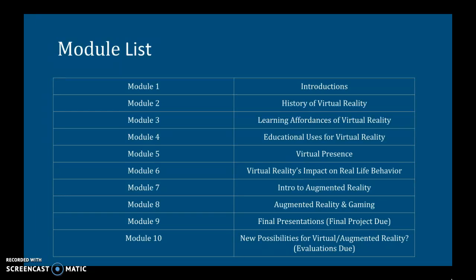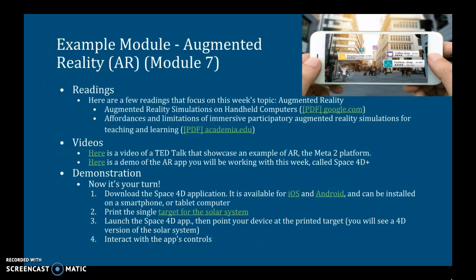Module 6, we'll look at virtual reality's impact on real-life behavior. Module 7, we'll look at the intro to augmented reality. Module 8, we'll look at augmented reality and gaming. Module 9 will be the presentations of the final projects. And Module 10 will look at new possibilities for virtual and augmented reality, in which the evaluations will be due as well. So on our next slide, we have an example module outline.